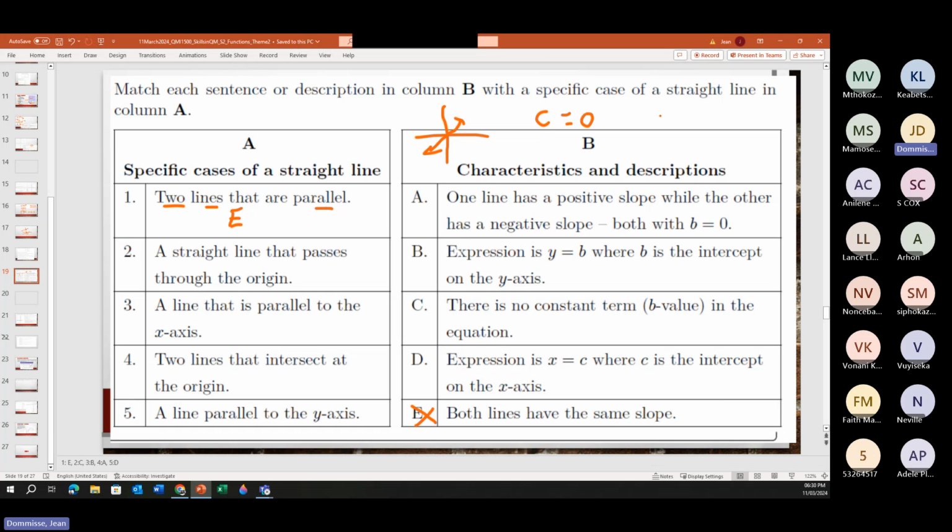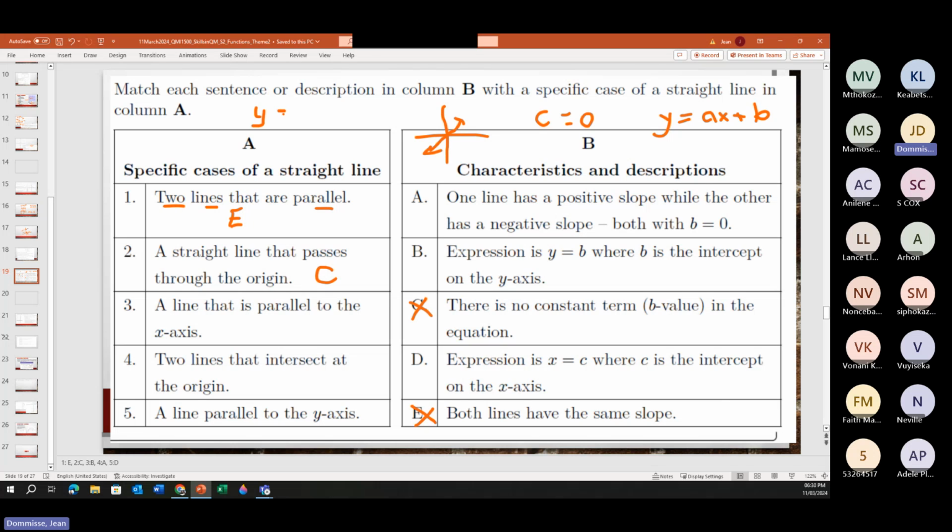So again, here now they're referencing that formula, y equals ax plus b, where b is the intercept. So let's look, there is no constant term b in the equation because it's 0. So that is the right one.